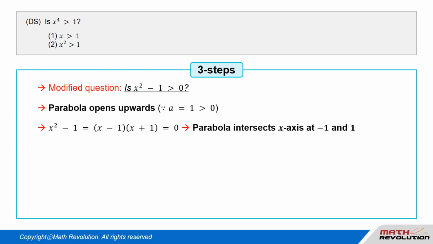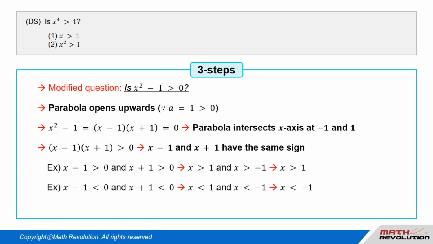Now, y equals x squared minus 1 is the equation of a parabola that opens upwards as a equals 1, which means a is greater than 0. Also, x squared minus 1 equals 0 can be written as (x minus 1) times (x plus 1) equals 0, and thus the parabola will intersect the x-axis at -1 and 1. (x minus 1) times (x plus 1) greater than 0 means that the factors x minus 1 and x plus 1 have the same sign.